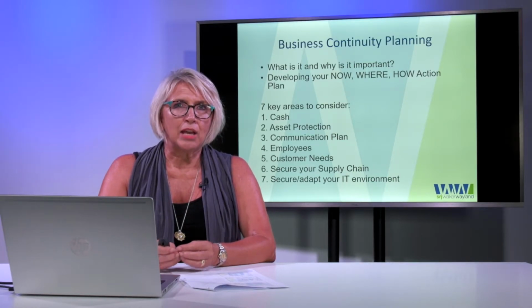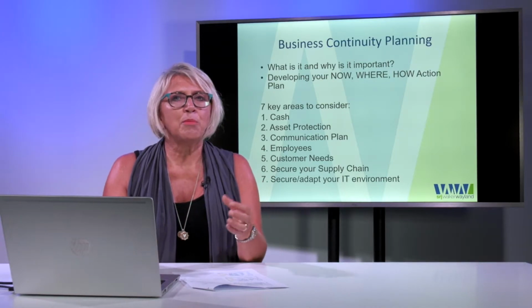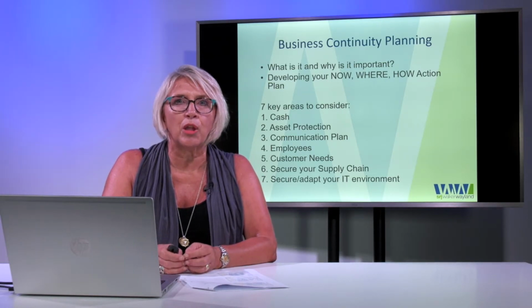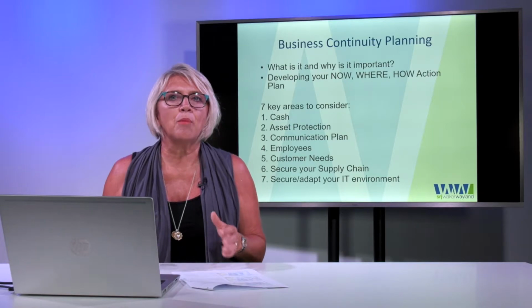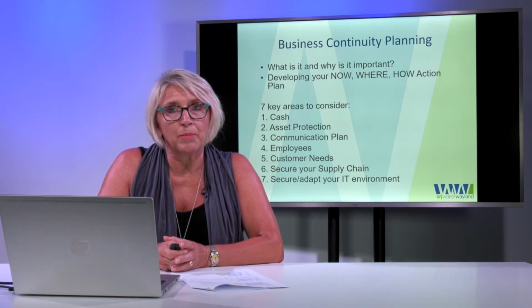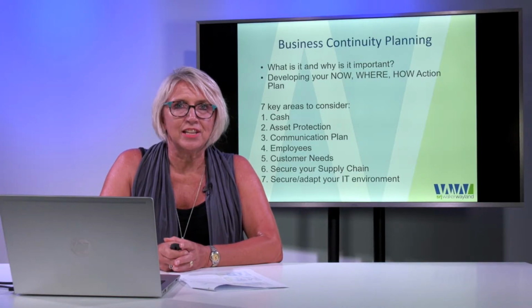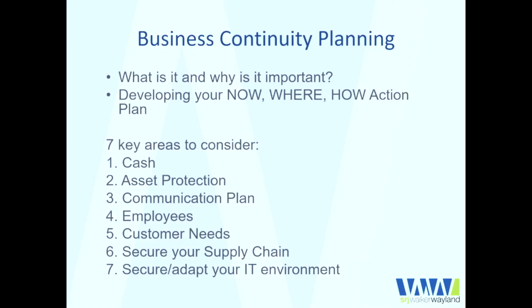We start by looking at our now and our where, and we break it down into our different how action items. Anybody that's watched any of my previous planning sessions will know that this is the methodology we apply to develop our plans in any situation. So we're going to apply the now, where, how methodology to adapting or developing a business continuity plan. Bearing in mind that there are 7 key areas that a good business continuity plan needs to address. Those areas are around cash, asset protection, communication, employees, customers, supply chains, and your IT environment.